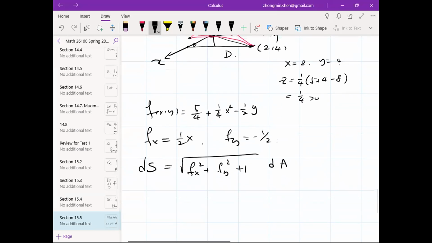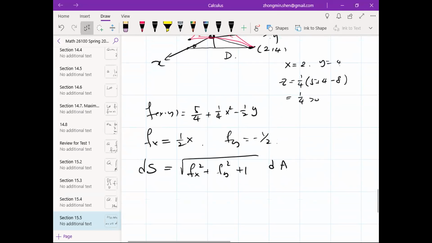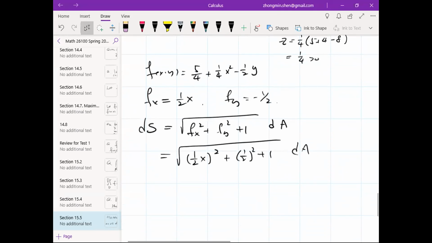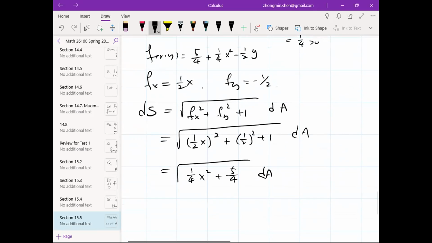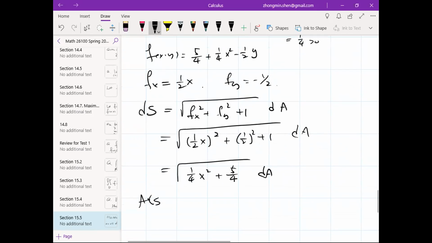Right? dA is the area element in domain D. All right, so now squared. You will get a quarter of x squared, and this is going to be 5 over 4. So the surface area is going to be the double integral over the triangle D of this function.